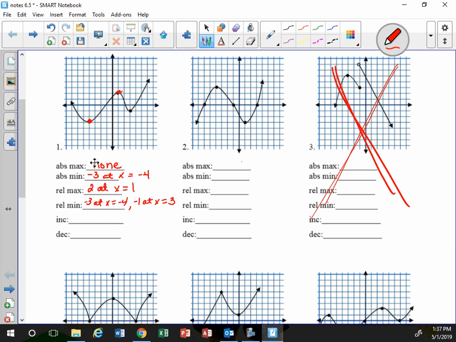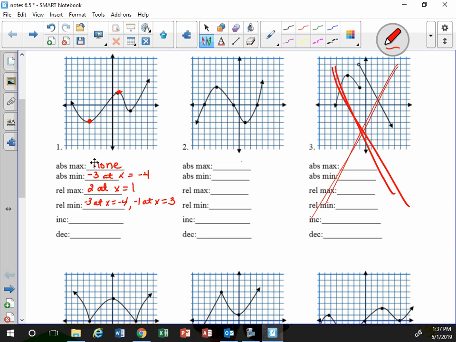Maxes and mins, absolutes, relatives. Okay. Limits? No limits yet. All right, then we have increasing and decreasing.